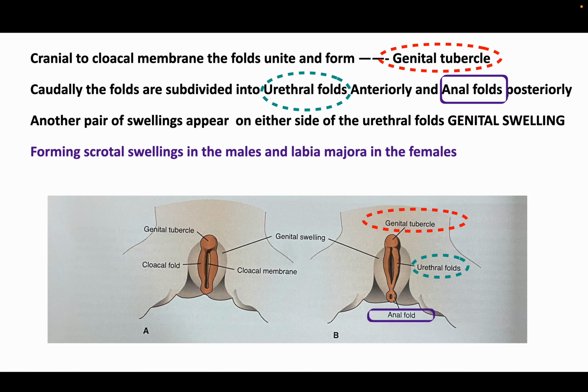Another pair of swelling appear on either side of the urethral fold called as genital swelling. So this is the genital swelling, forming scrotal swelling in case of males and labia majora in case of females. So this genital swelling is going to form the scrotal swelling in case of males and labia majora in case of females.